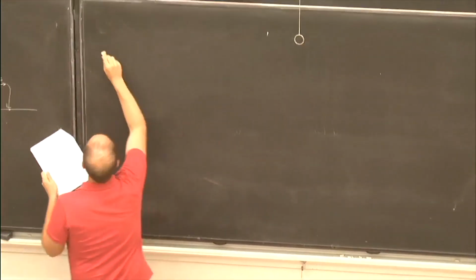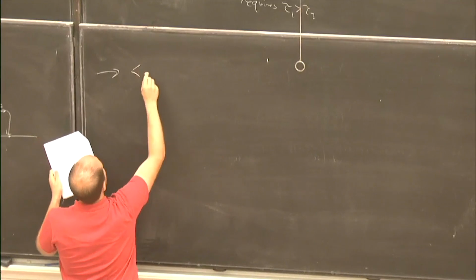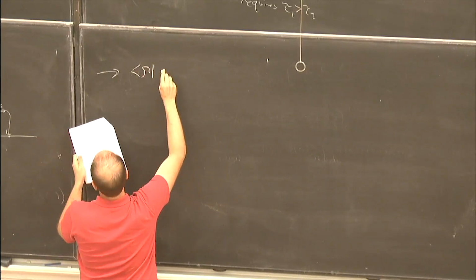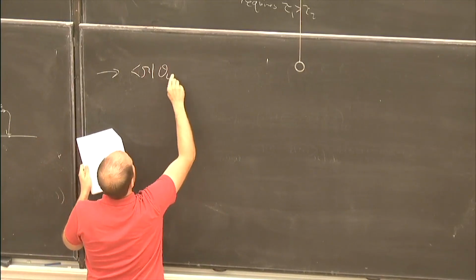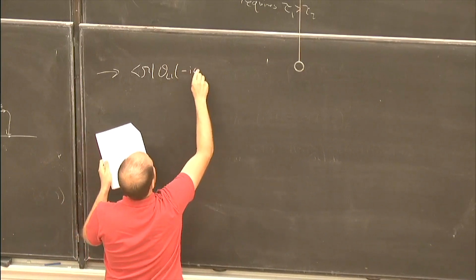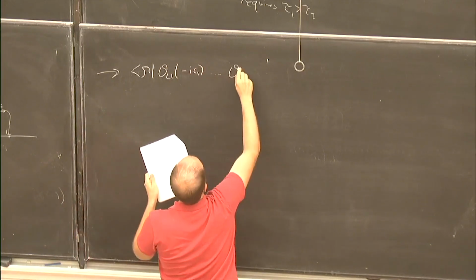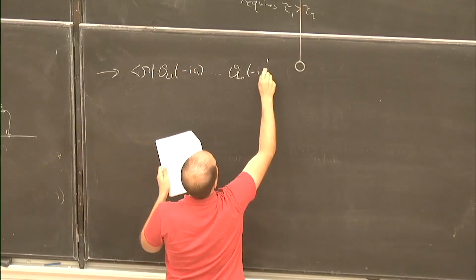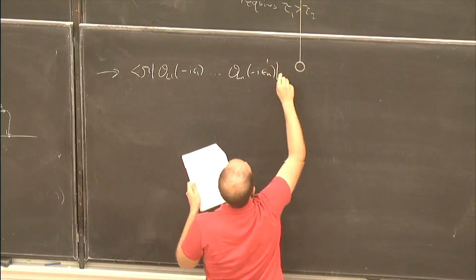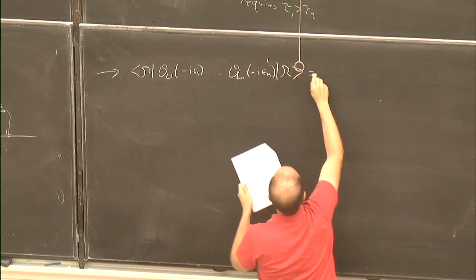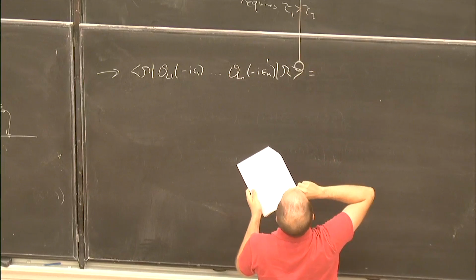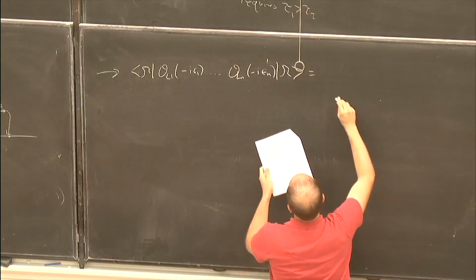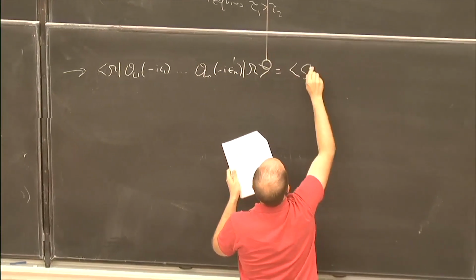Okay, so by analytically continuing, we get to O_{L1} of minus i epsilon_1, ..., O_{LN} of minus i epsilon_n, which is just, by that formula, equal to a time-ordered Euclidean correlator.